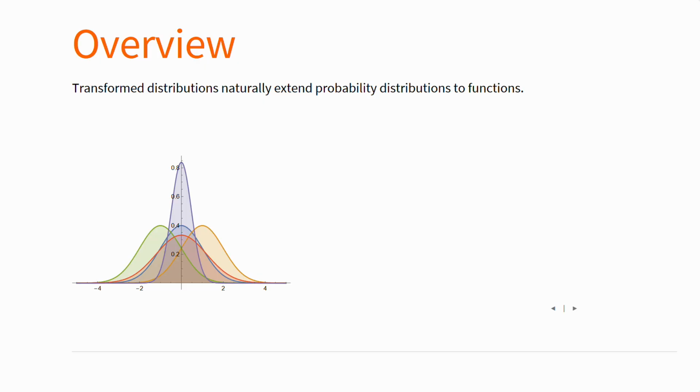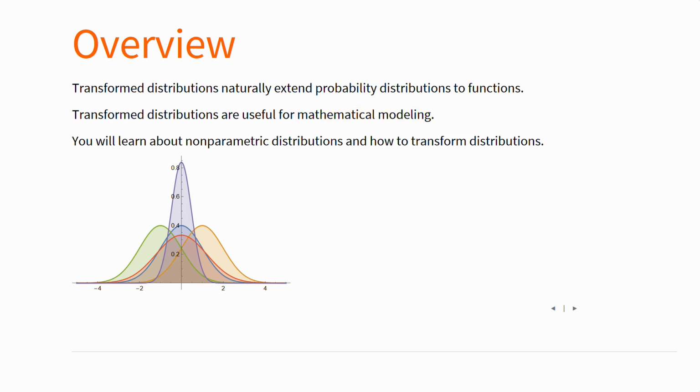Probability distributions can be addressed as random variables. As such, it's theoretically only natural to consider a function of random variables. In practice, transformed distributions are useful for mathematical modeling. You'll learn about nonparametric distributions and how to do the different operations of transformed distributions.